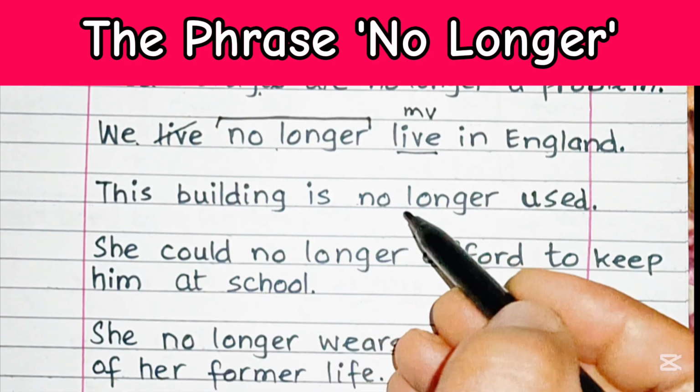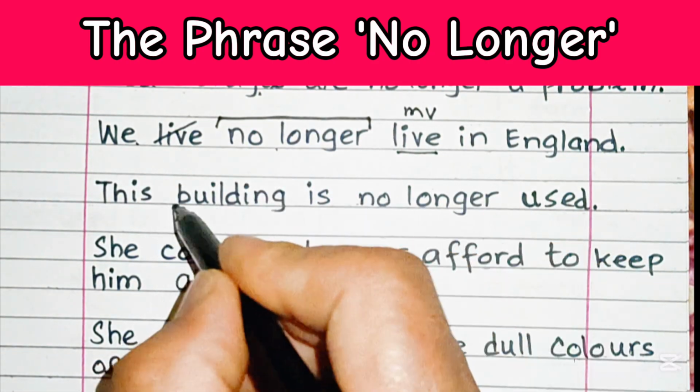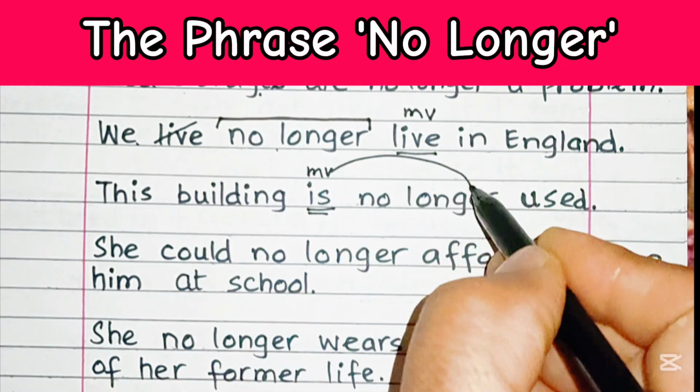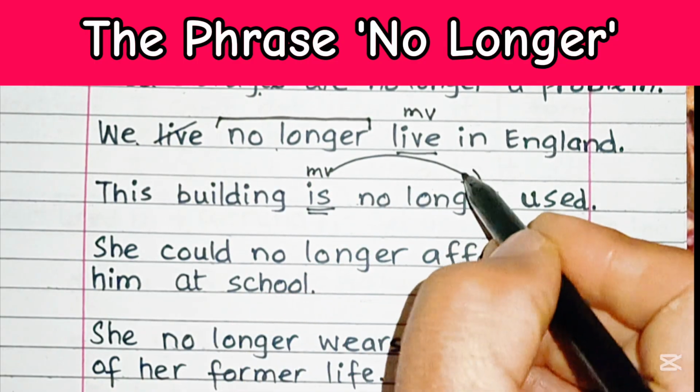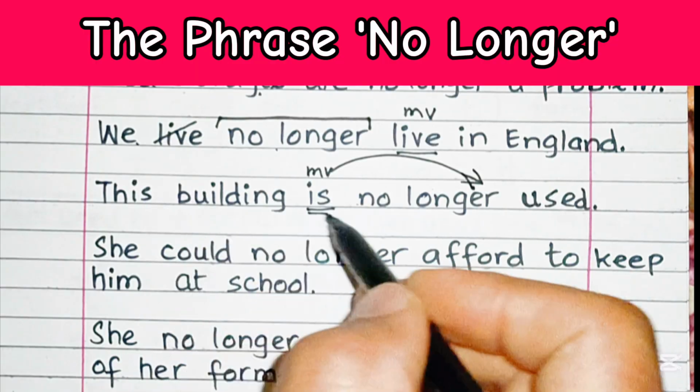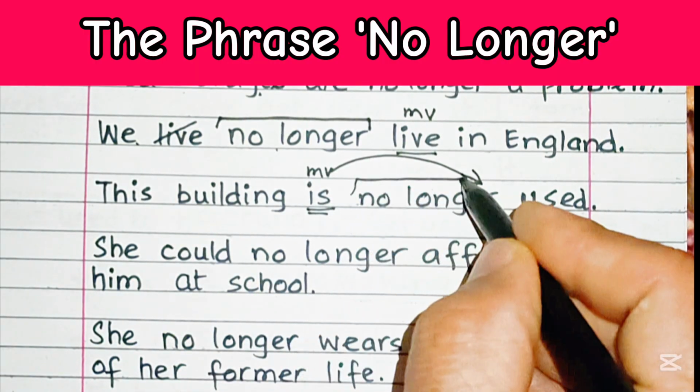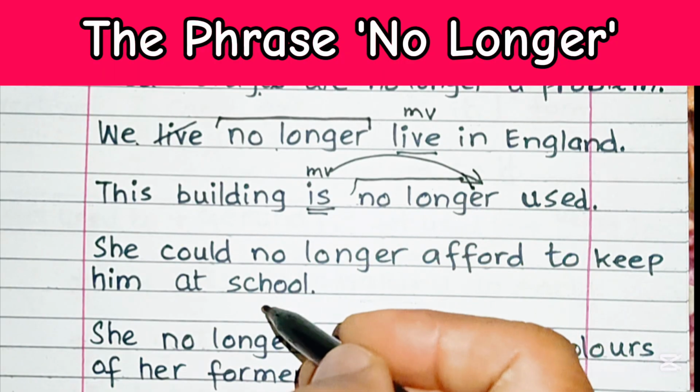This building is no longer used. Again, this is the main verb. It should be put over here, just after "no longer." This building no longer is used, because this "no longer" is to be put before the main verb.